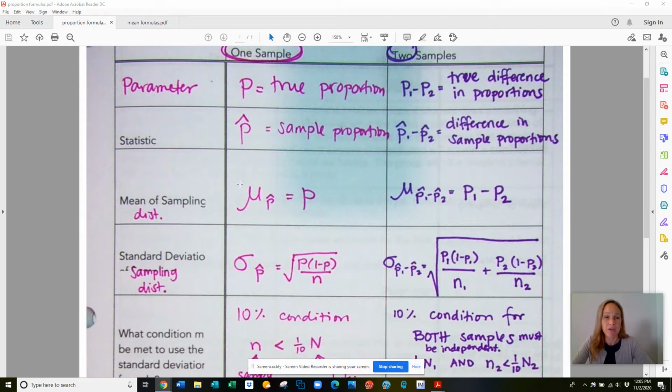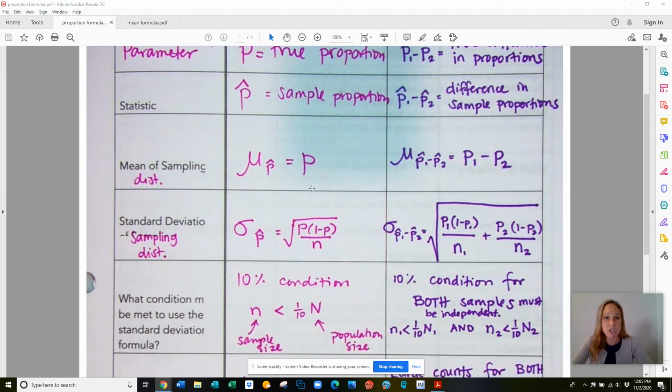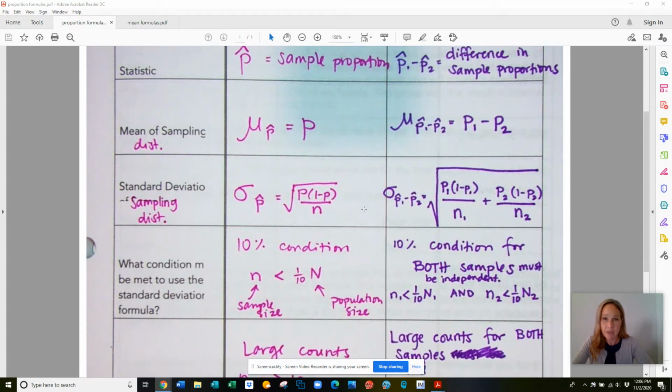So the mean of our sampling distribution for all of those p hats would be equal to the true population proportion p. The standard deviation of our sampling distribution of all of our p hats would be the square root of p times 1 minus p over n. Be sure that this square root is over the entire thing, not just the top.